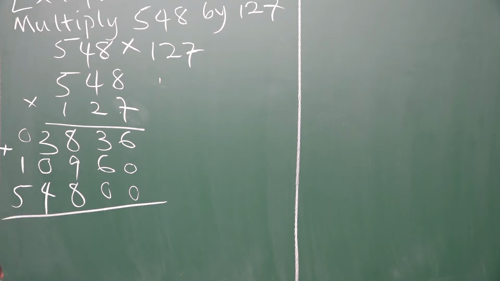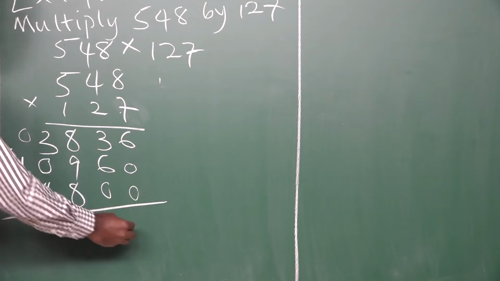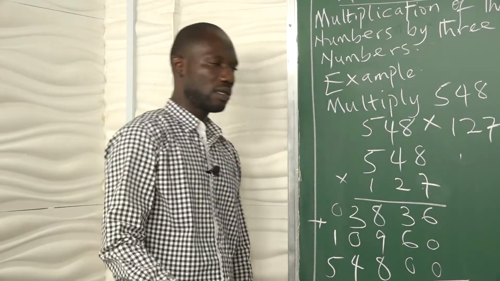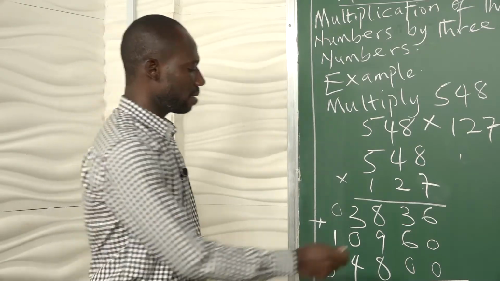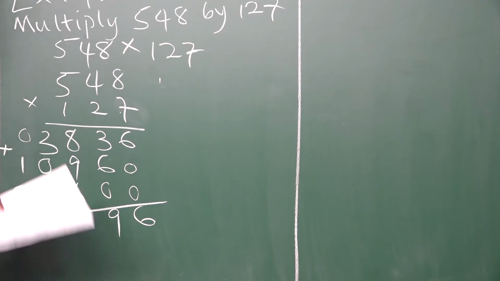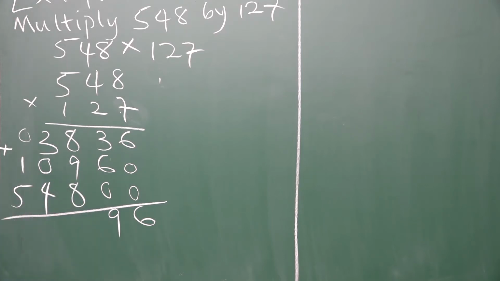So if we add this, we'll have 6 plus 0 plus 0, 6. 3 plus 6 plus 0 will give us what? Will give us 9. Now, if we add 9 plus 8 plus 9, 8 plus 9 will give us 17.